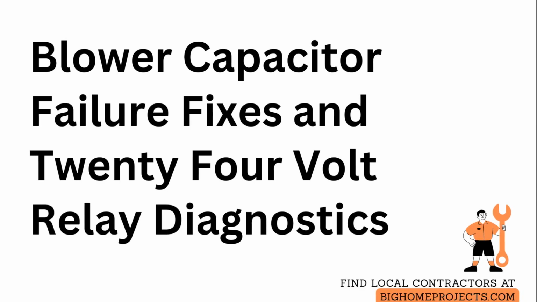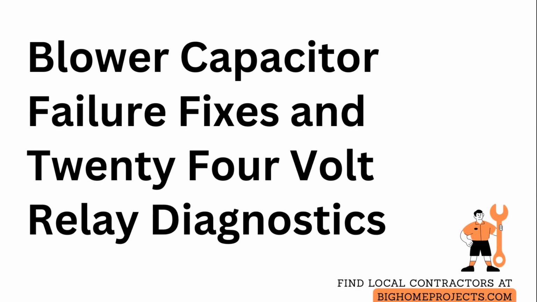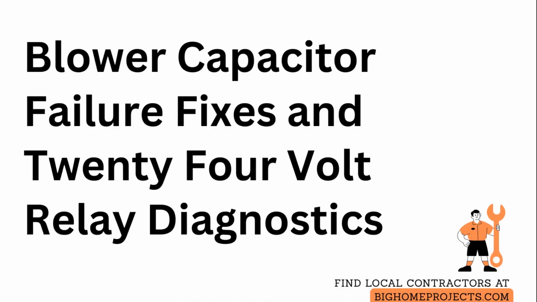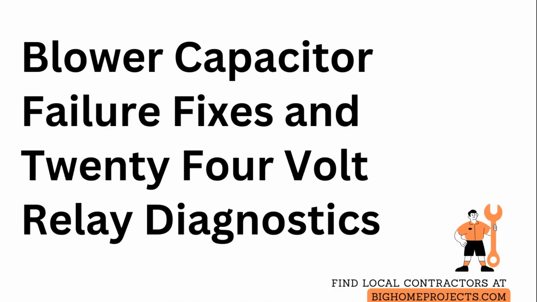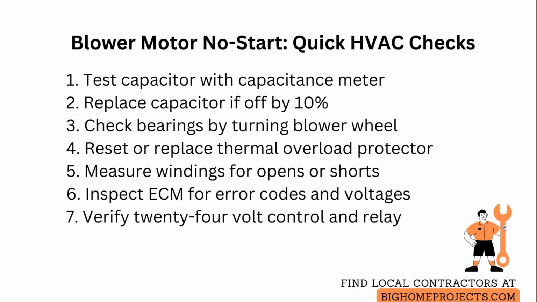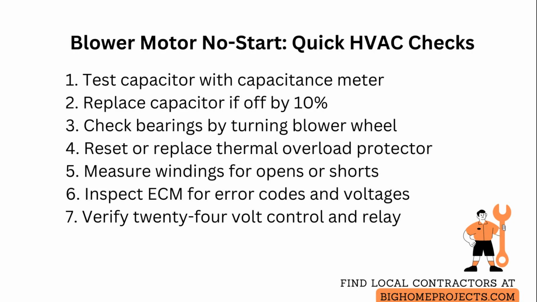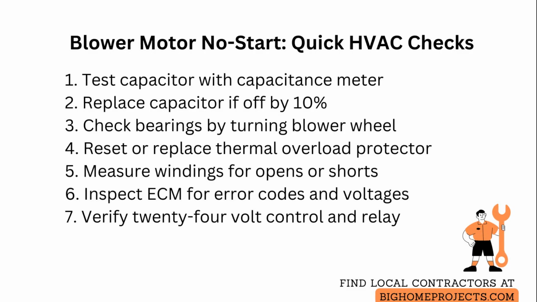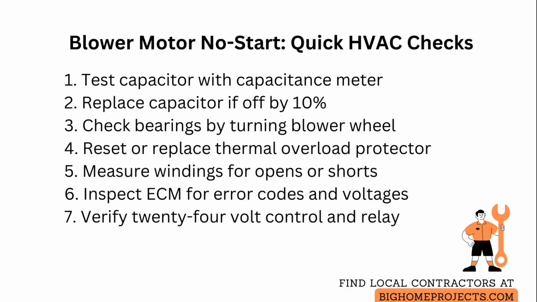Your furnace or air conditioner blower motor not starting usually means a component is failing or a control signal is missing. Start by testing the capacitor with a multimeter that has a capacitance function and replace it if the measured value is more than 10% off the printed rating, because a weak capacitor will spin the motor slowly or not at all. Next, listen and feel for bad bearings by turning the blower wheel by hand when power is off.